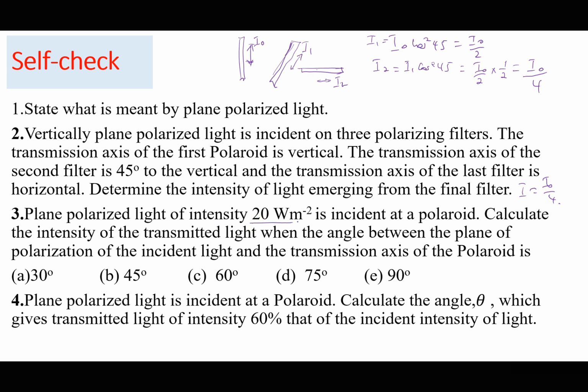Plane polarized light of intensity 20 watts per meter squared is incident at a polaroid. Calculate the intensity of the transmitted light when the angle between the plane of polarization of the incident light and the transmission axis of the polaroid is 30 degrees. So remember, the formula is very simple. I equals I naught cos squared of theta, or cos squared of phi, because here we are considering these angles independently. If phi is 30, I naught is 20, so I'm just substituting this formula in my calculator. Cos of 30 squared times 20. So here the answer is 15 watts per meter squared.